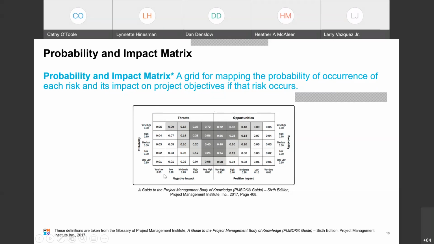According to the y-axis here is the probability that it's going to occur, and the x-axis is telling you whether it's going to be a negative impact to the project or a positive impact. And by assigning some numbers and weights to these, you can start to look at it and put it in better perspective as to whether or not you have something to worry about.